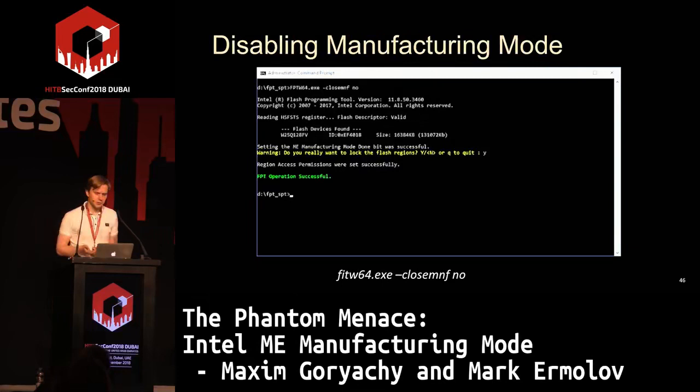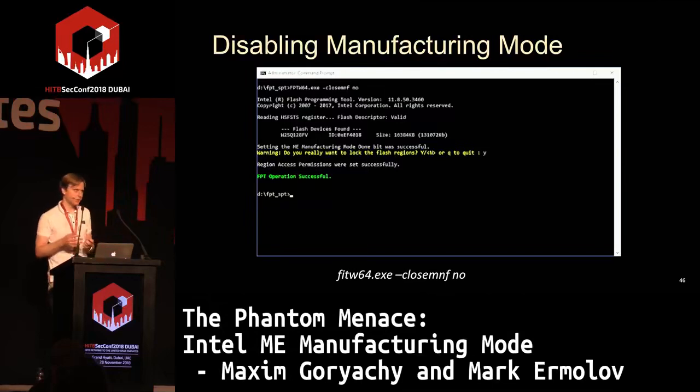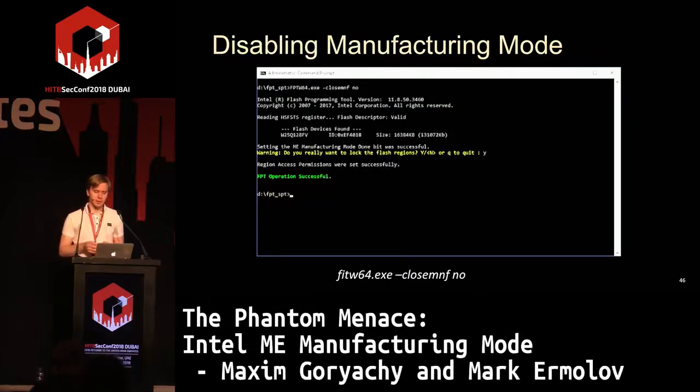So the logical question is how a user can close manufacturing mode themselves if the manufacturer has failed to do so, for example, on Gigabyte platforms. To disable manufacturing mode, you can use FPT. FPT has a special option, close manuf, that in addition to its main purpose also allows setting the recommended access rights for the SPI flash region in the descriptor. And you can see the output of this utility on the screen.